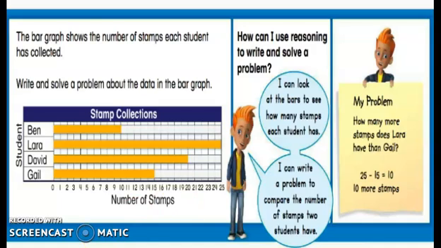Now we're going to watch a short video talking about reasoning and how to write and solve a problem on your own in more detail. Here you go, my friends.